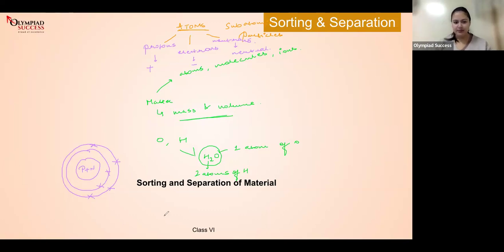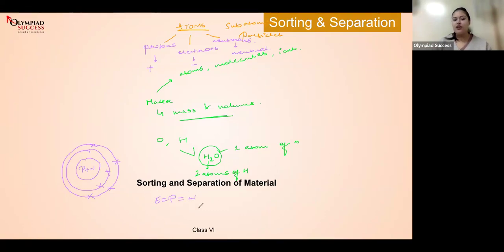In an atom, the number of electrons will be equal to the number of protons will be equal to the number of neutrons. Okay. The atom doesn't split. Atom is the tiniest particle, so we cannot break it down further. If we break it down further, it will not exist as an atom. So we don't split an atom. All right.